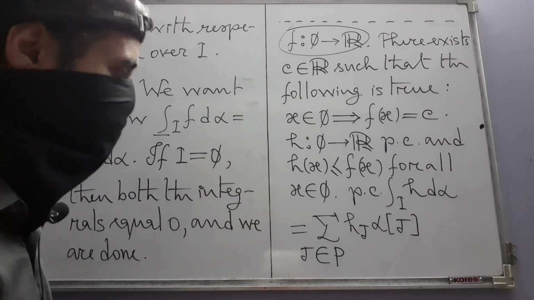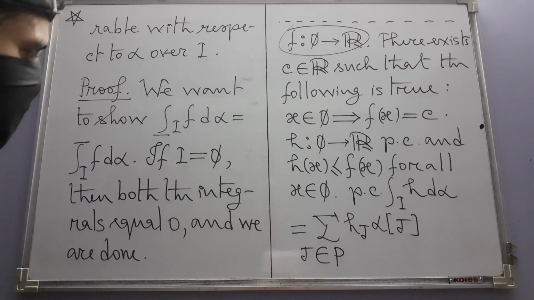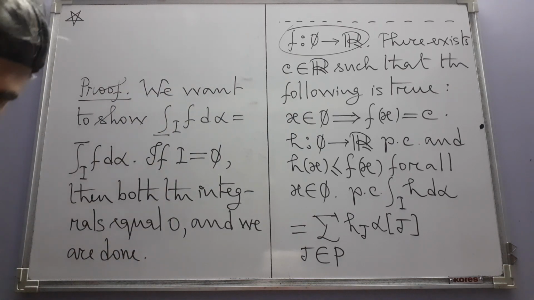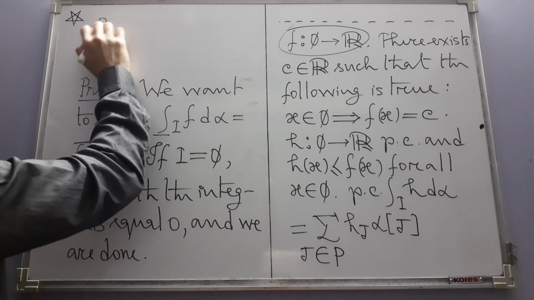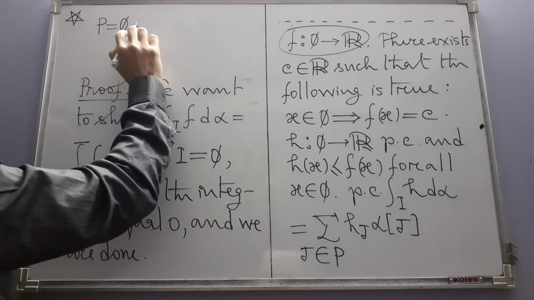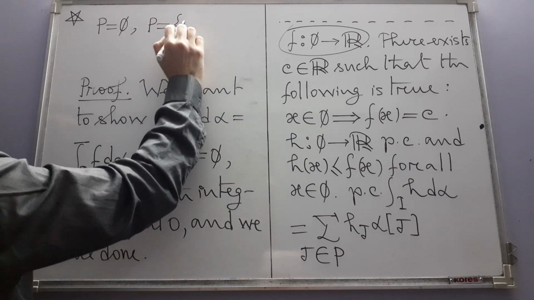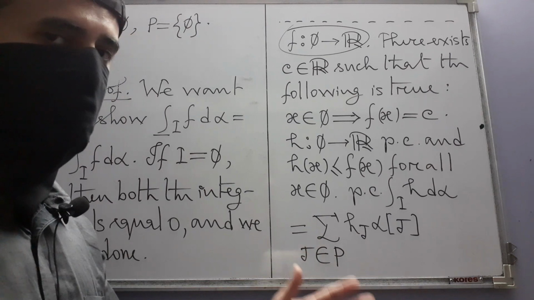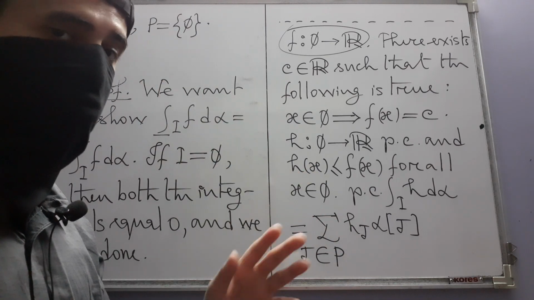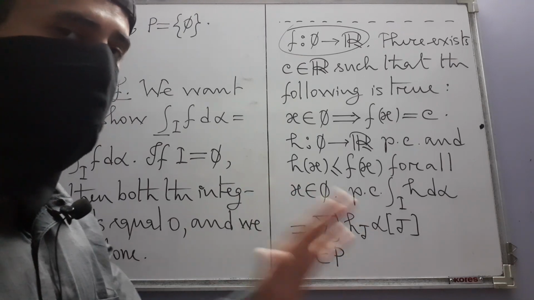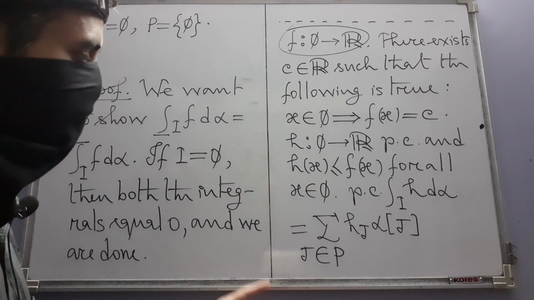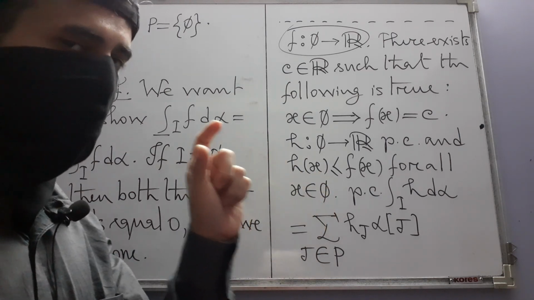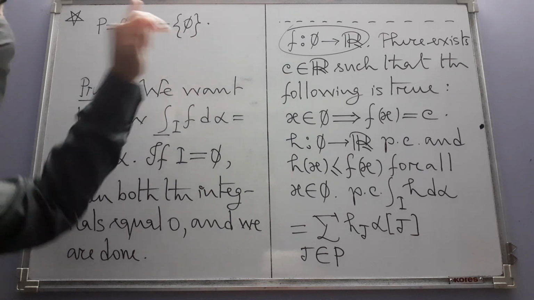There are two choices. There are two choices for P. P can either be empty or P can be this. Actually, we discussed this way before, when we were familiarizing ourselves with partitions for the first time. There itself we figured out that when we have the empty set as our interval, these are the only two partitions.